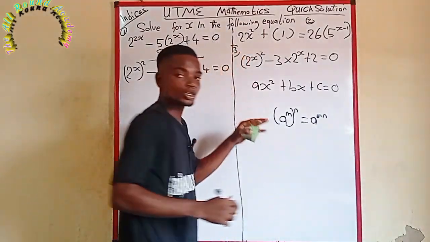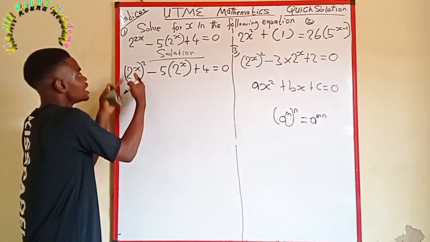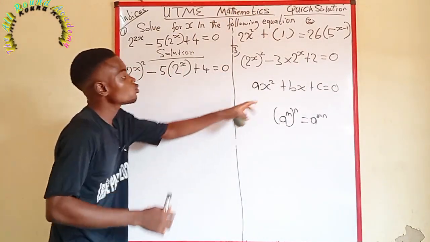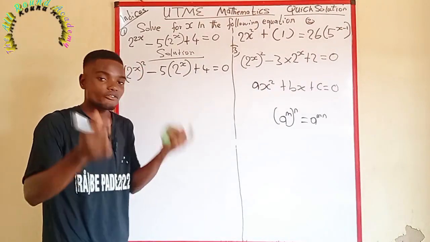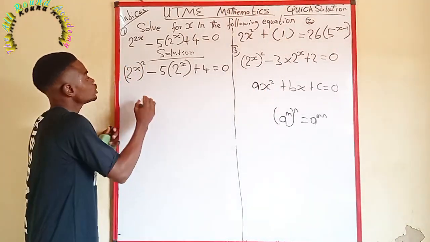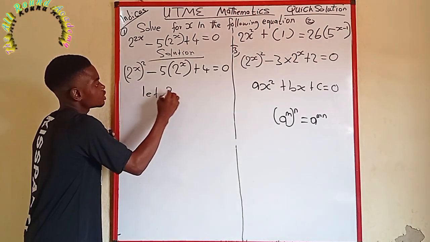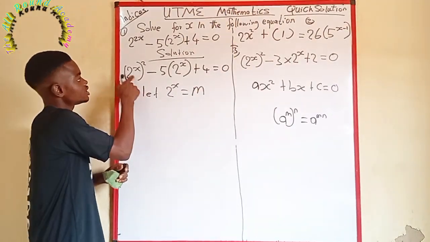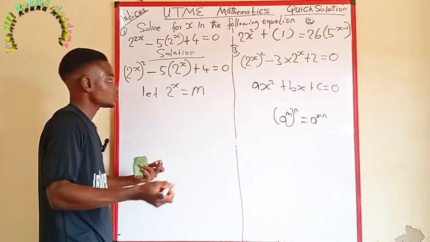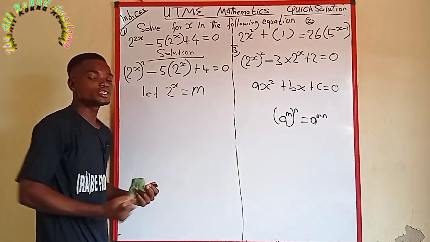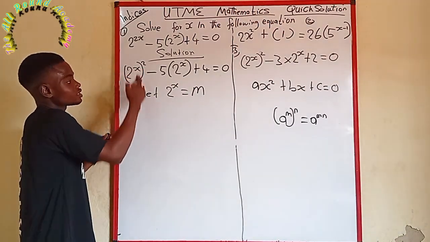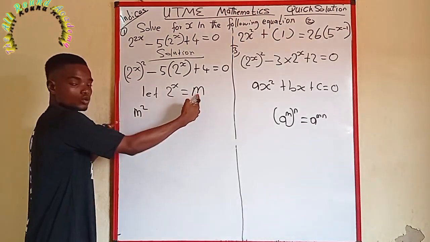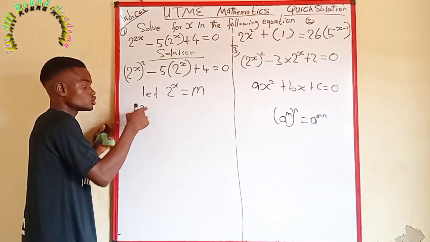Now, for this equation to finally look like this, I will say let this, which I have in a bracket, equal a certain alphabet. It could be s, or it could be any alphabet. But here, let me use m. Let 2 to the power s equal m. Let this be equal to m. So I'm going to rewrite my expression. Wherever I see 2 to the power s, I will replace it with m. So from here, 2 to the power s, all squared, now becomes m to the power 2. Since 2 to the power s is equal to m, I'm replacing it with m to the power 2.